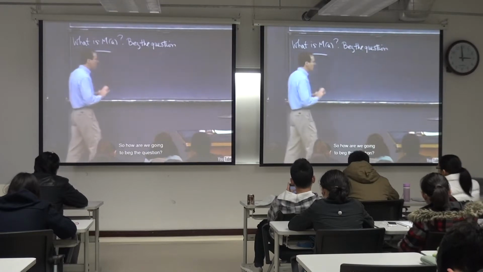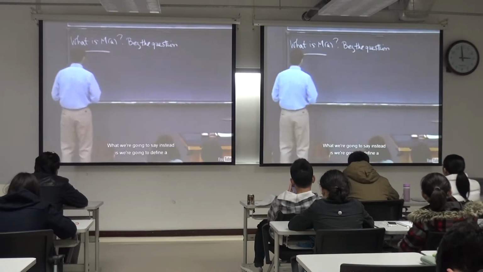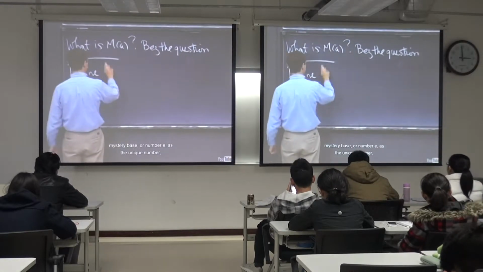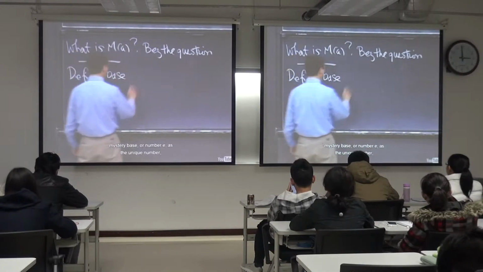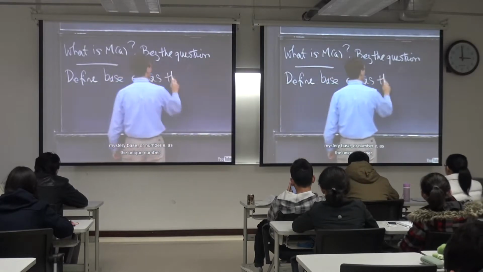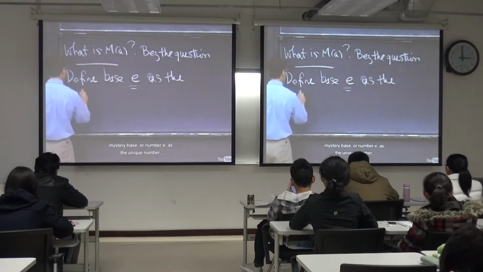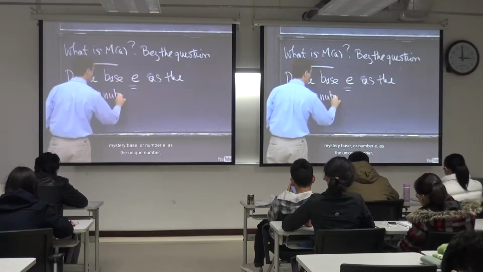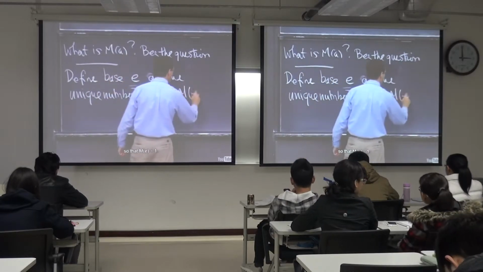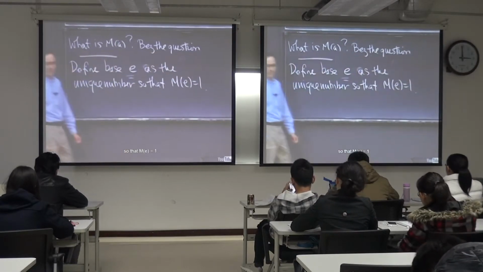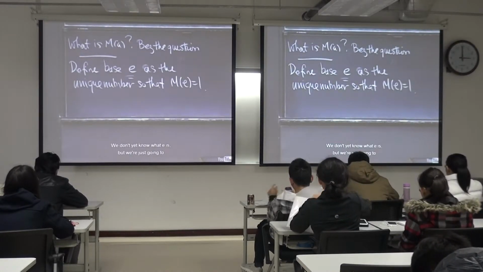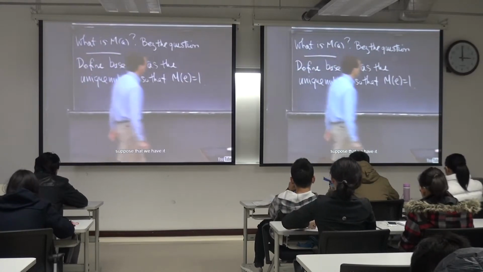All right? So how are we going to beg the question? What we're going to say instead is we're going to define a mystery base, or a number e, as a unique number so that m of e is equal to 1. All right, that's the trick that we're going to use. We don't yet know what e is, but we're just going to suppose that we have it.